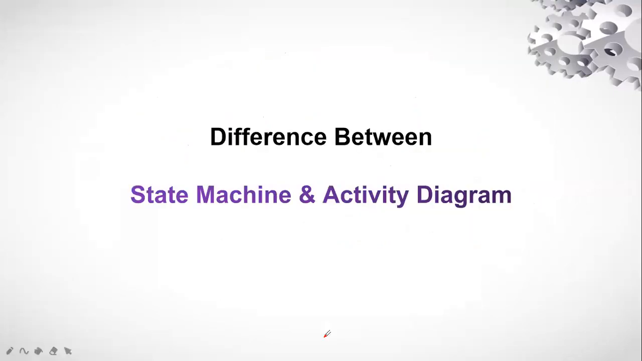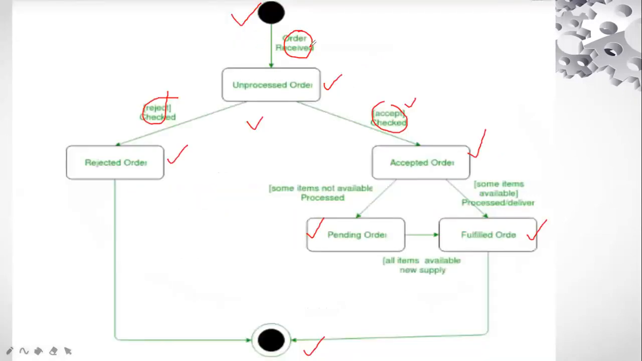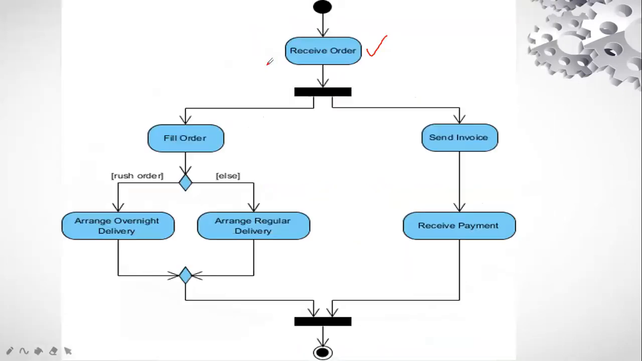Now I just want to show you the difference between activity and state machine. The same thing is there, but here we were talking about the activity or the action. Receive order. We have received some order, and then we are going to find out whether we are going to fill the order or not. So here receive order is the main focus, but in the state machine, receive order was just an event due to which the state of order has been changed. So that is what the state machine diagram is.